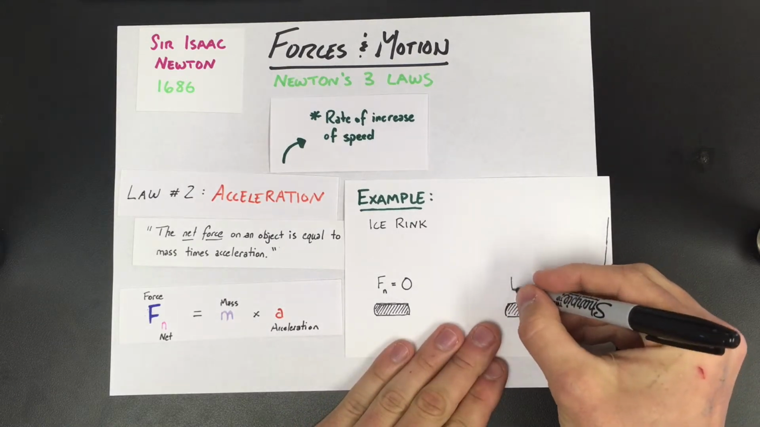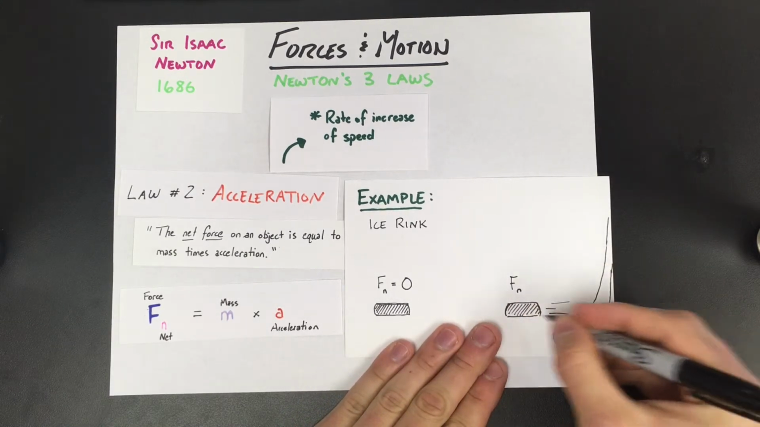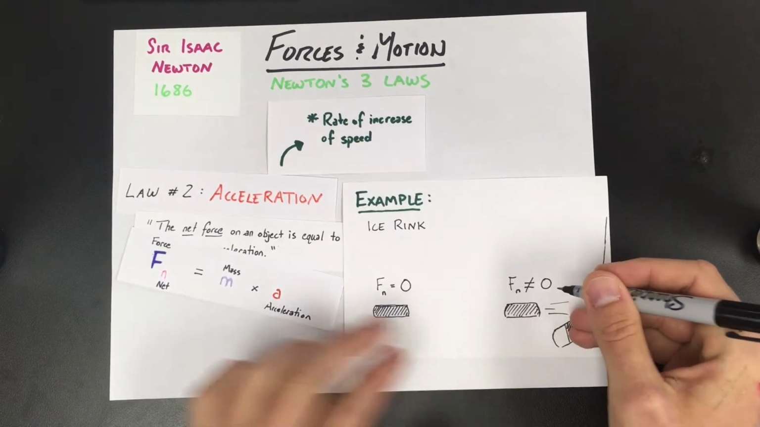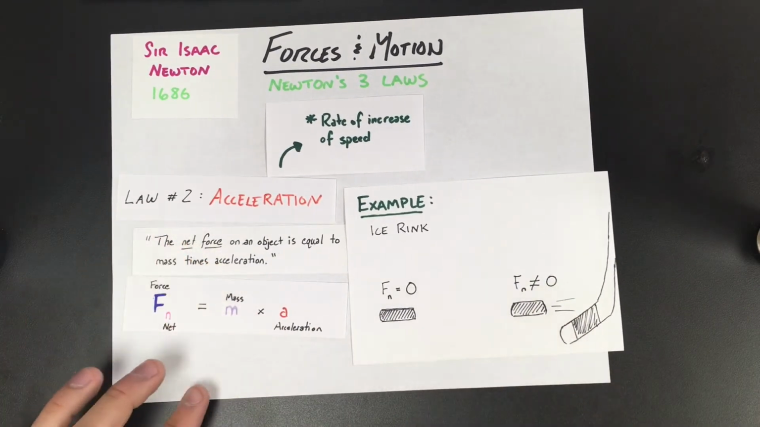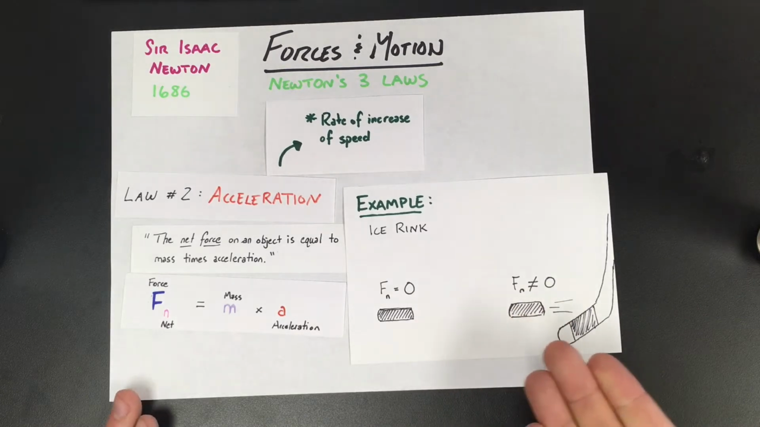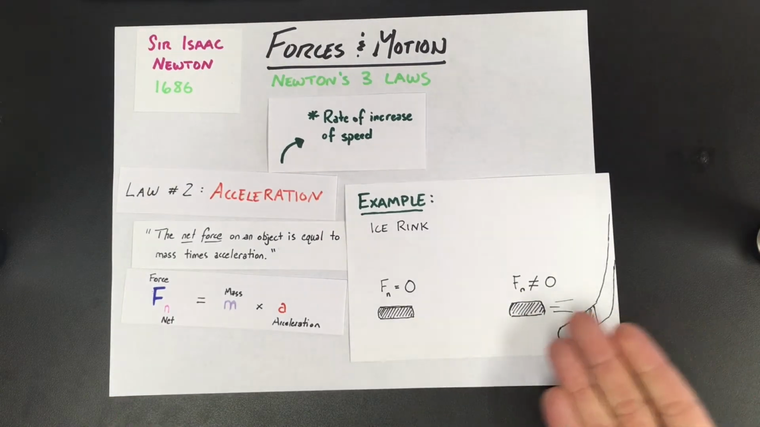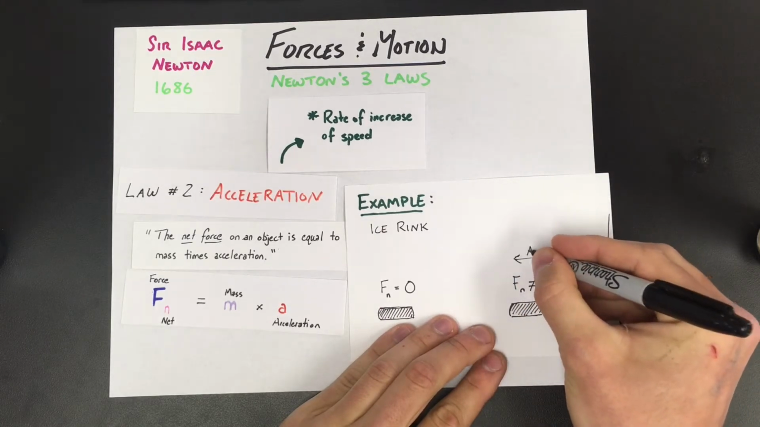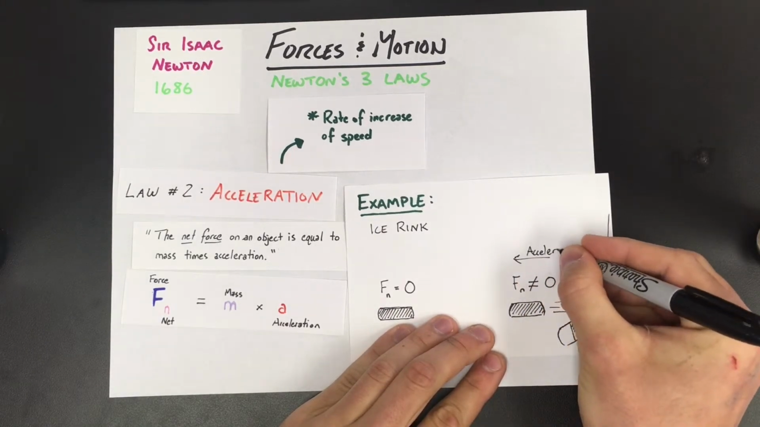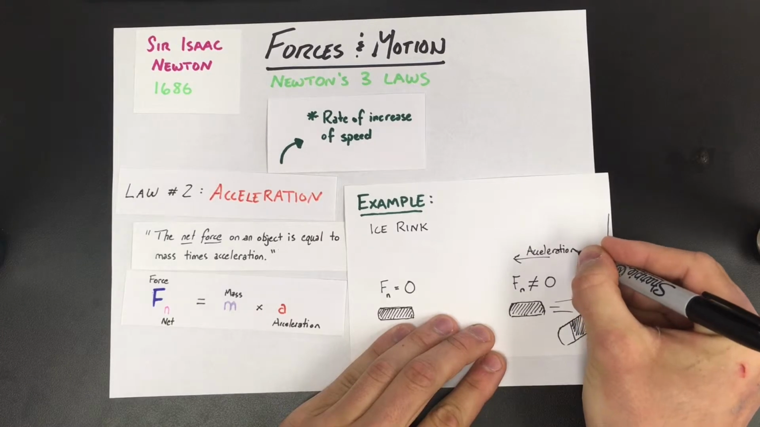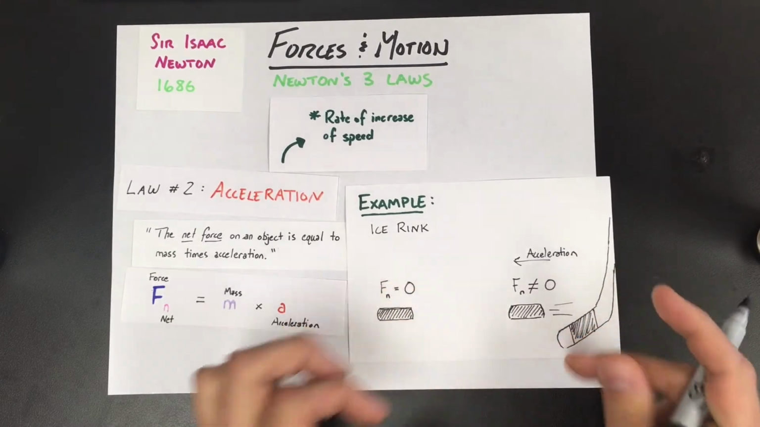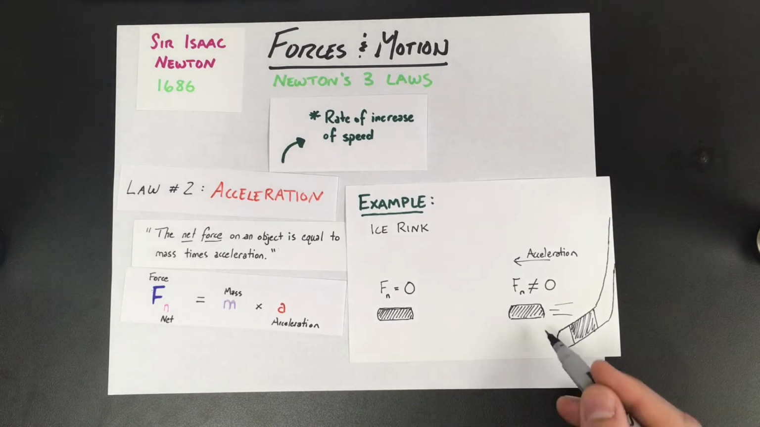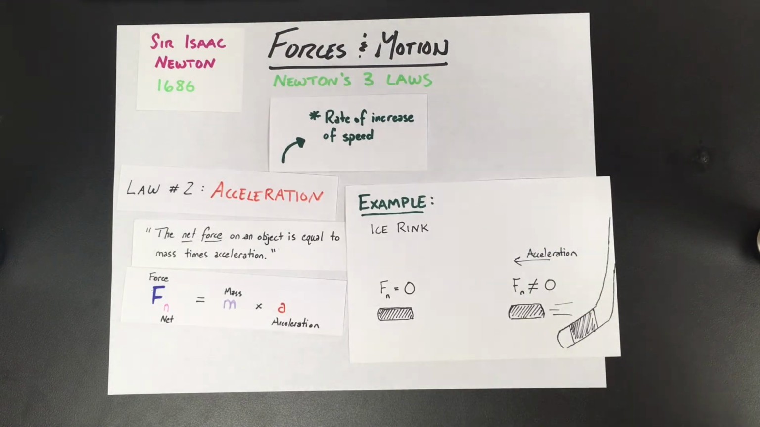In this case, though, if I hit the puck, now the net force is not 0. Okay, I've exerted a force on it, which means that now there's going to be some kind of an acceleration. It's going to accelerate in that direction, in the direction that I hit it. And common sense would tell you that the harder I hit this, the more force that I hit this puck with, the faster it's going to accelerate.